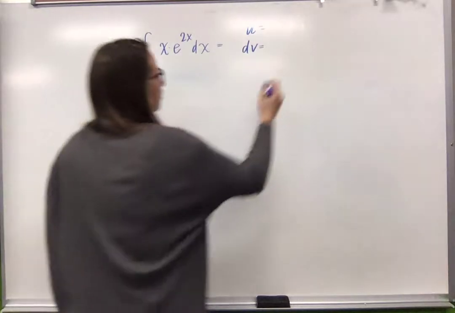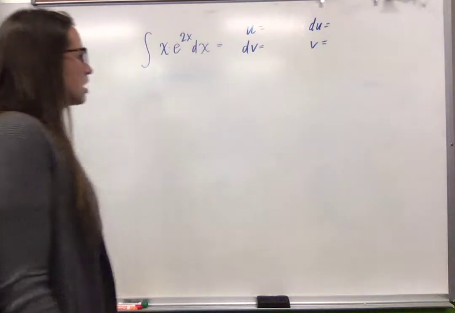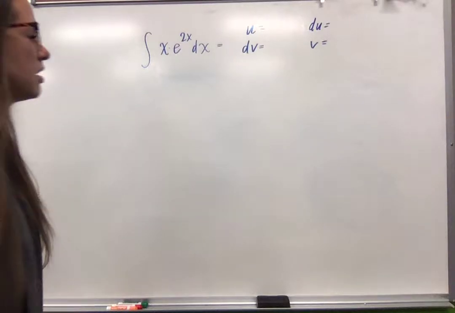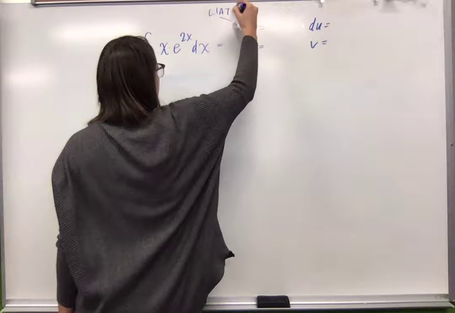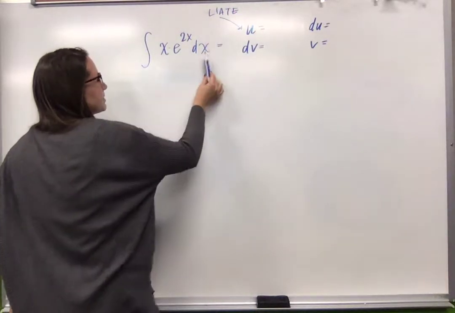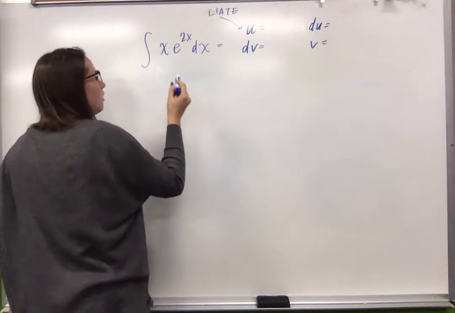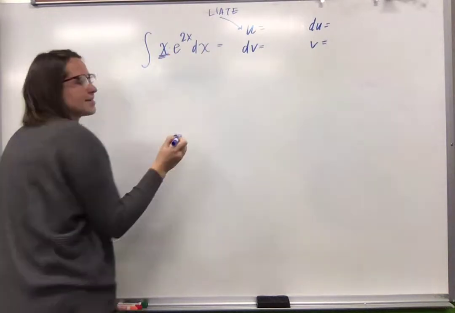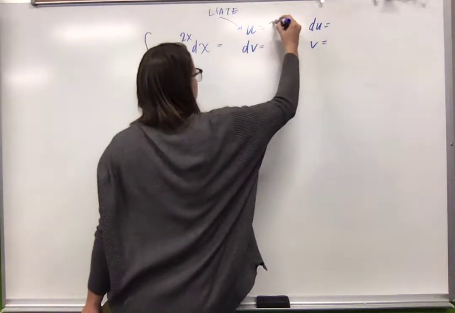And then from there, we'll find du and we'll find v. So if you remember how to pick your u, we have our fabulous little acronym LIATE. L is logarithms, there's no logarithms. I is inverse trig, no inverse trig. A is algebra. There is some algebra. Algebra is just like x's, x squareds, polynomials type situation. So my u is going to be x.